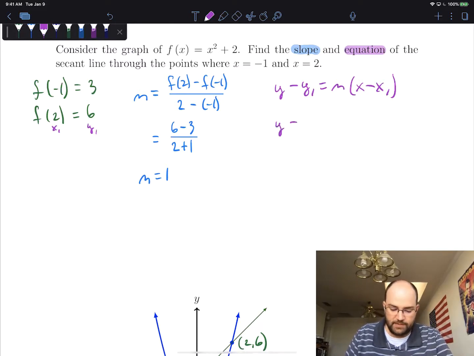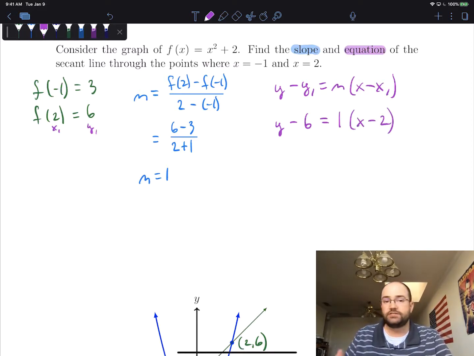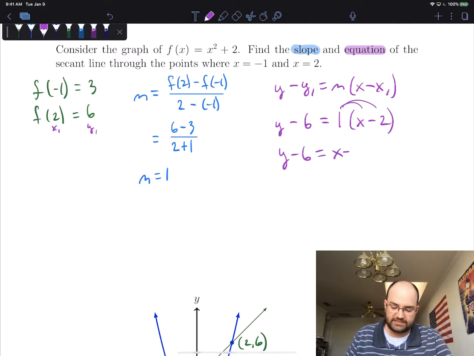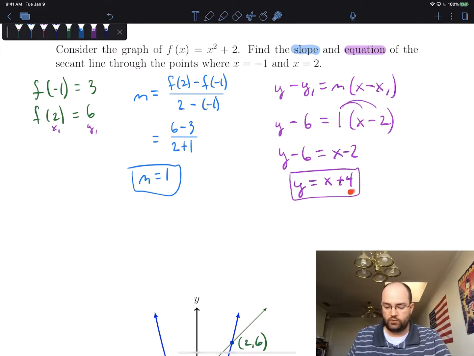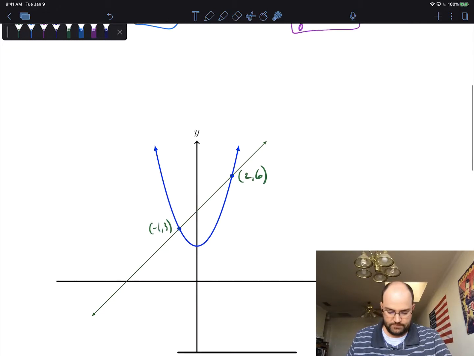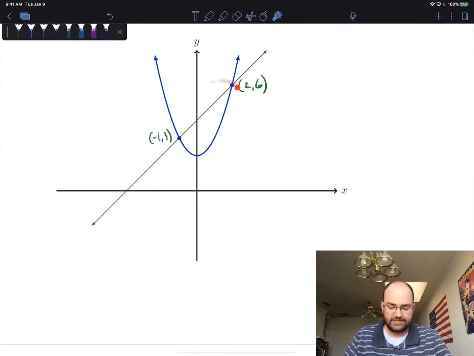So we have y minus the y1 of 6 equals m of 1 times x minus the x1 of 2. And then just distribute and solve for y. Distributing the 1, we have y minus 6 equals x minus 2. Add the 6, so y equals x plus 4. And there you go. The slope is positive 1, and the equation itself is 1x plus 4, or just x plus 4 here. And there you go. This is the graph of what's happening.